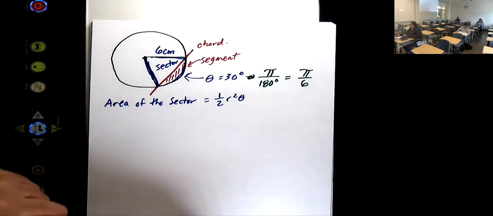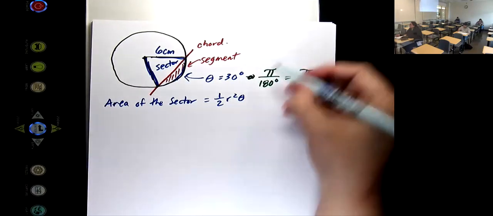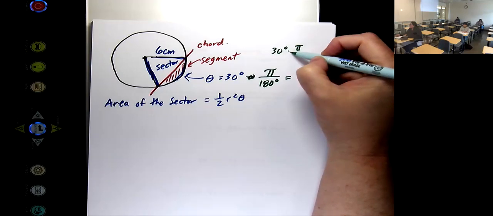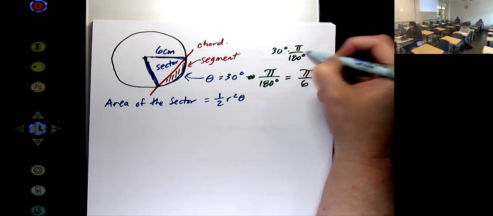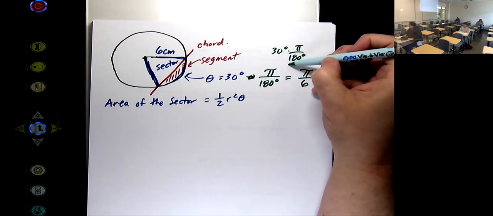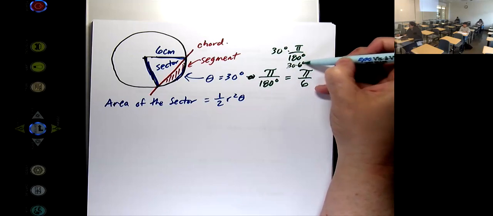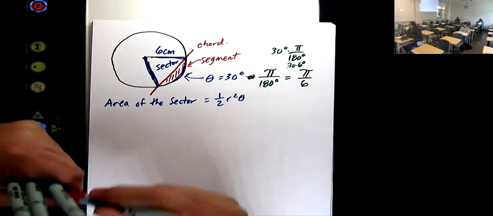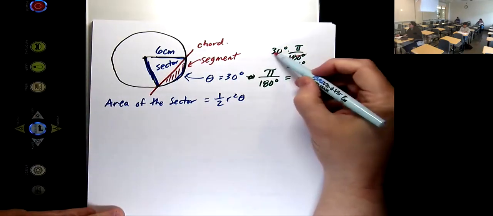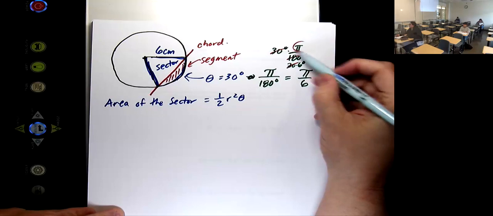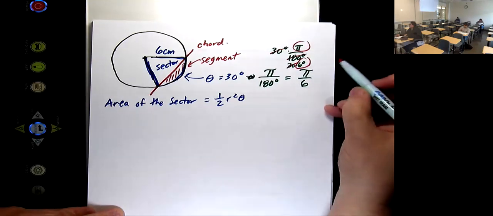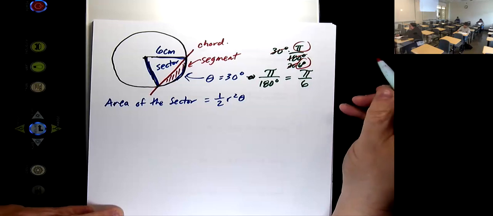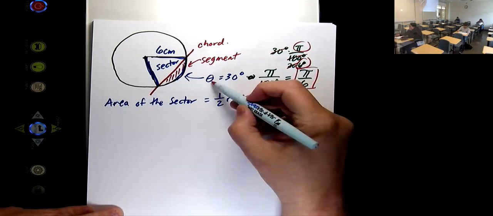So I took the 30 degrees and I multiplied by pi over 180. And 180 is the same thing as 30 times 6. So I crossed off the 30s, and I'm left with just pi on top and 6 on bottom. So pi over 6 is the angle right there.